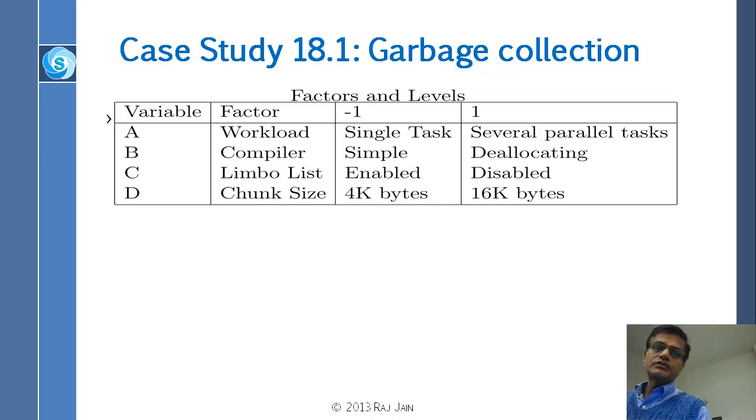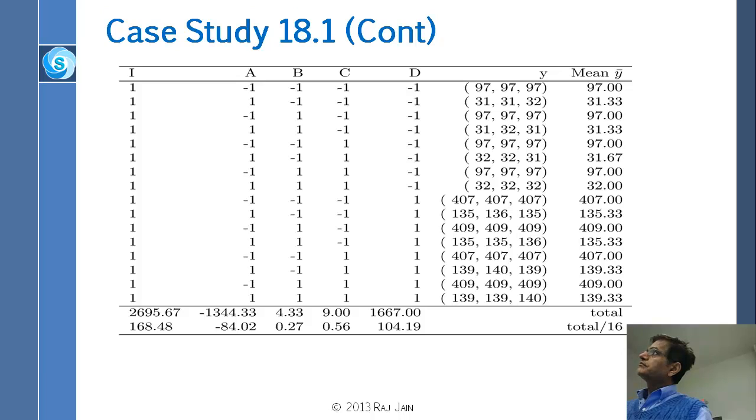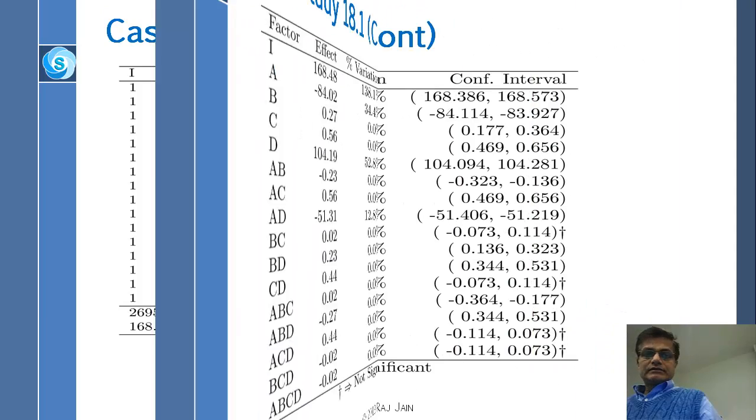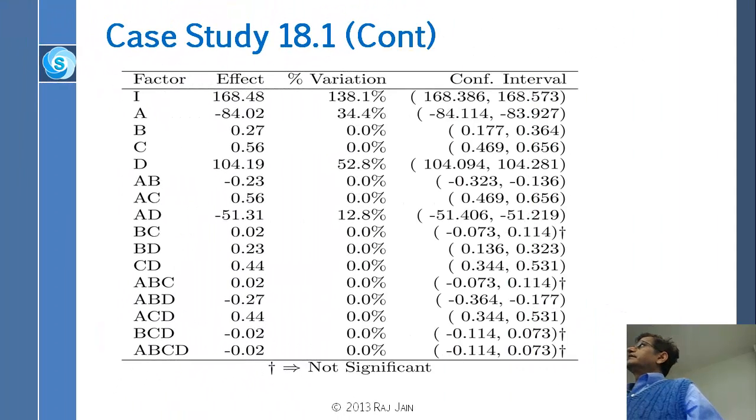Right, so they have a 2⁴ design. They repeated each thing three times, and these are real numbers, not made up. They repeated each thing three times, so they have these 16 times 3, 48 numbers. This is the mean. They did the sign table method, and this is the final result: percentage variation and confidence interval.